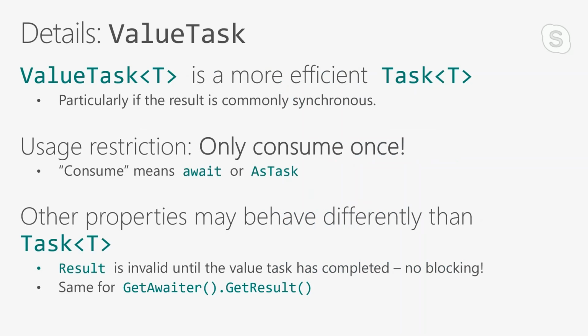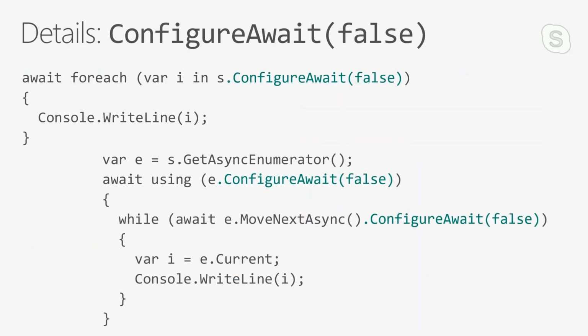And I do have a blog post about ValueTasks that is coming out hopefully later this week. One more note on the details before we continue on is that ConfigureAwait(false) is actually supported by async streams. You can just stick a .ConfigureAwait(false) on your consumption there, and every await that's generated by the compiler gets that ConfigureAwait(false).